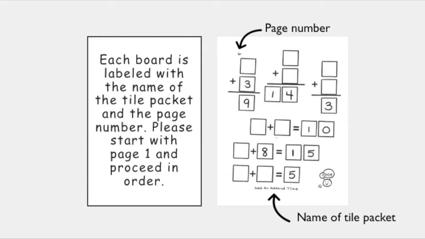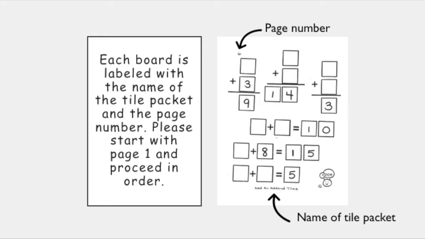There is some information on each board that would be helpful for you to know what it means. So on the very top of the board there is a page number, and you can see here this is page number 6, so that will help you know which board they're completing. At the bottom of the page is the name of the tile packet. So this is the add and add-end packet, and that way you can quickly reference what your child is working on.